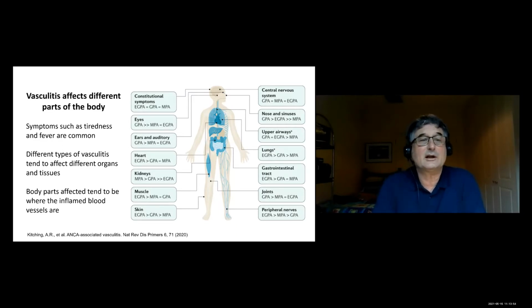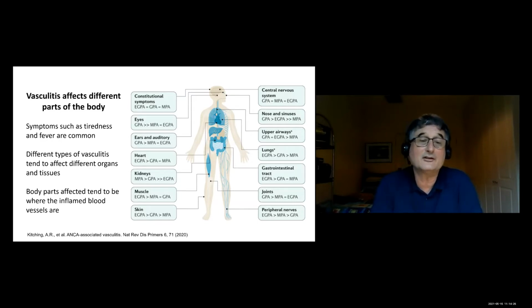Different types of vasculitis tend to affect different organs and tissues, and that's what this diagram is there for. You don't need to worry about the equals and the greater thans and the very much greater thans. It's just to show that even within the type of vasculitis I work most in, which is ANCA-associated vasculitis, the three different types can have quite different patterns of what they commonly affect. We don't understand that very well yet, except to say the body parts that are affected, in other words, the tissues or organs that are affected, tend to be the ones where the inflamed blood vessels are.